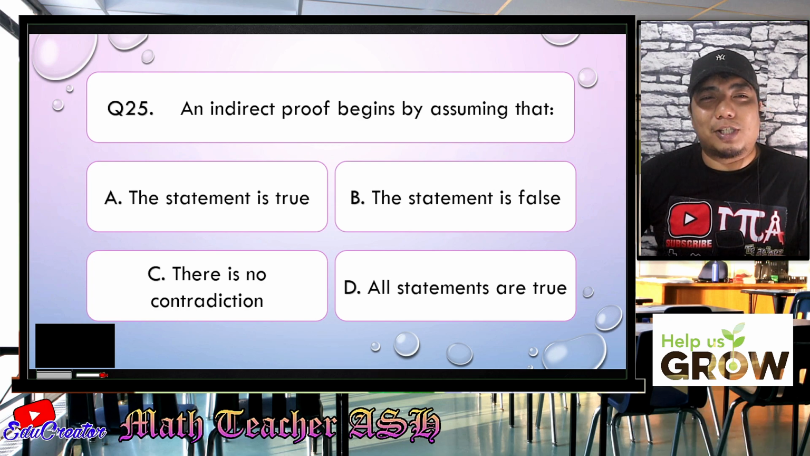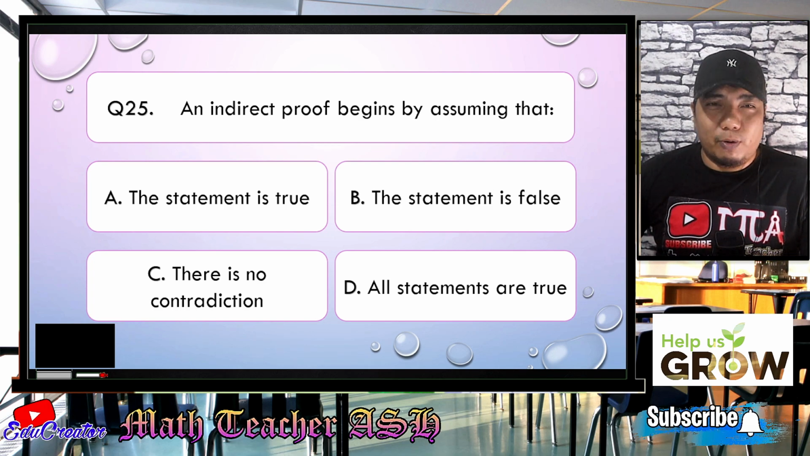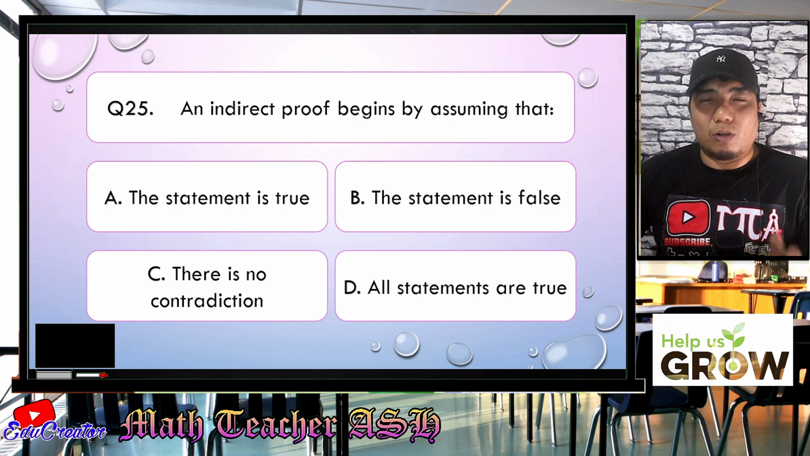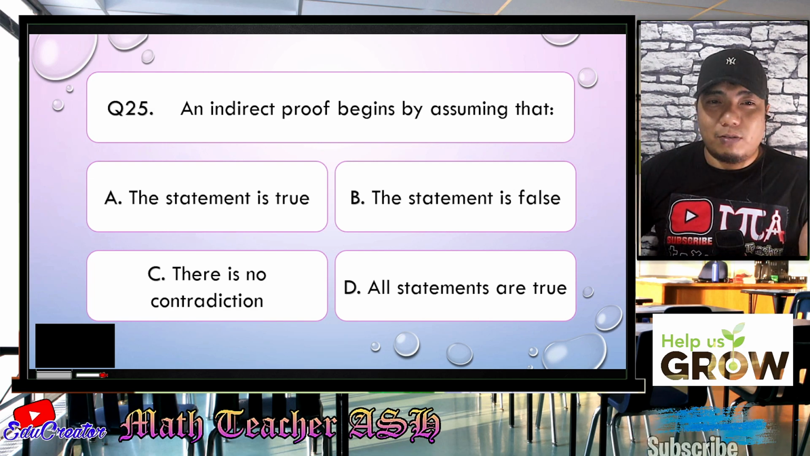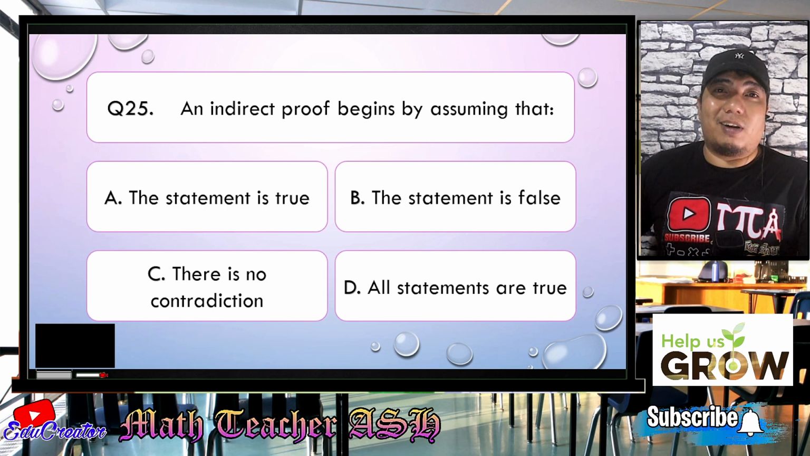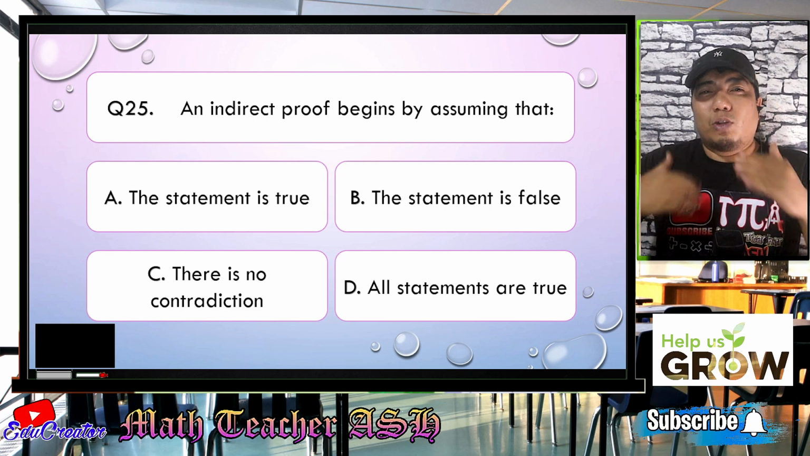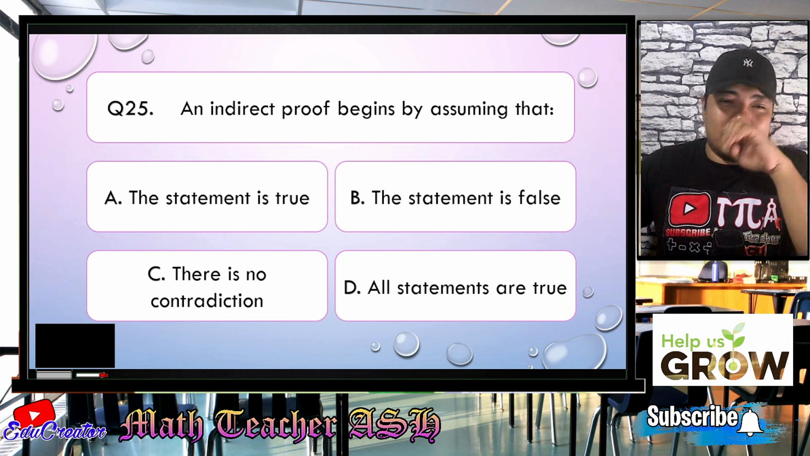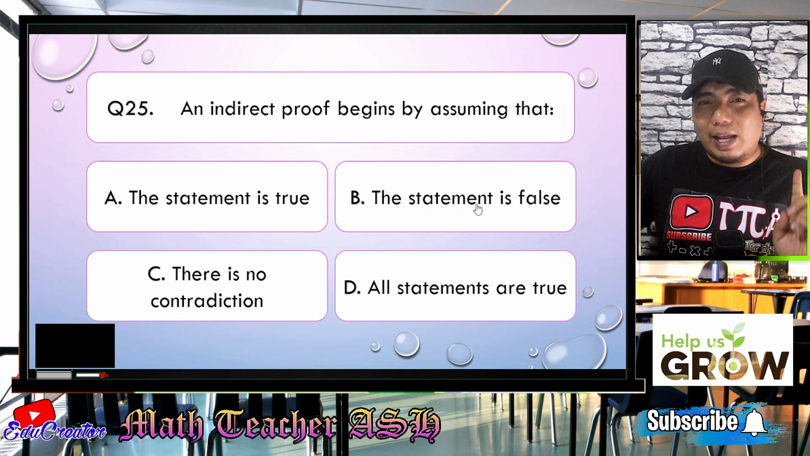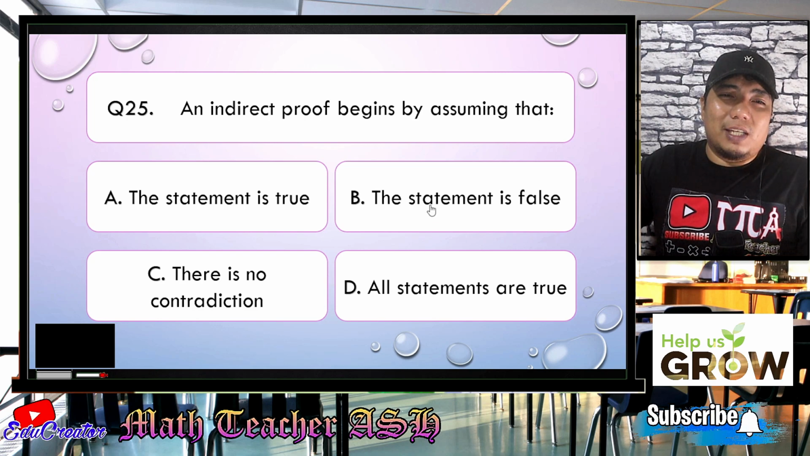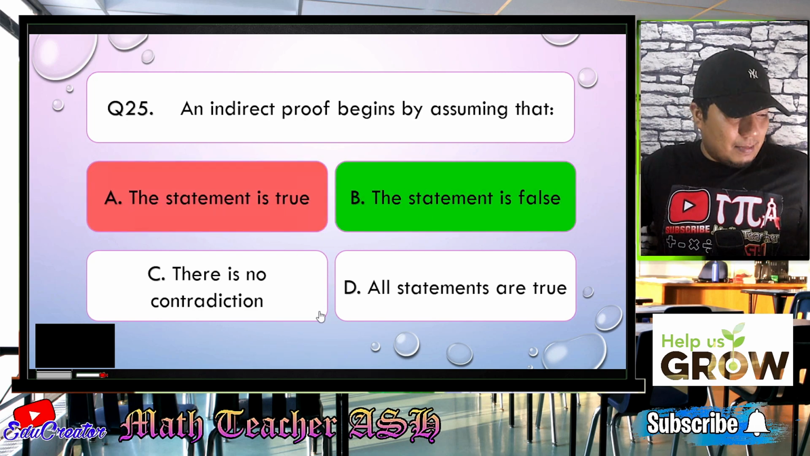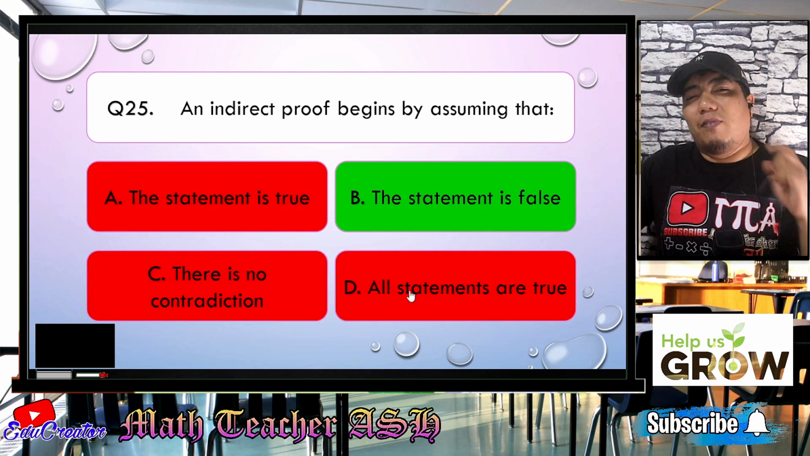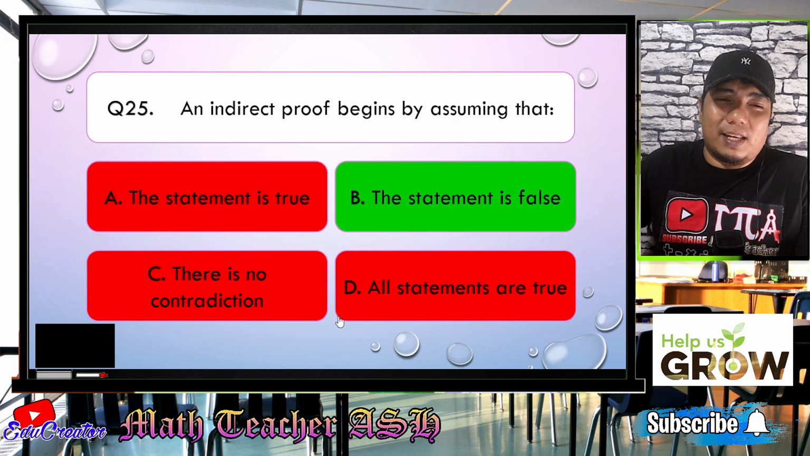Alright, math learners. Now, in terms of indirect proof, basically it considers that all of the things in its surrounding are false. So they will be trying to contradict the given statement. So basically, the correct answer for this given question is letter B. Alright, my dear math learners. Easy, right? Very easy. So I hope that's clear to you.